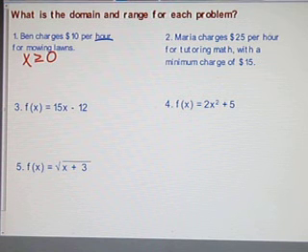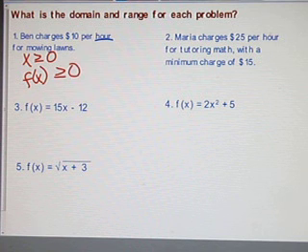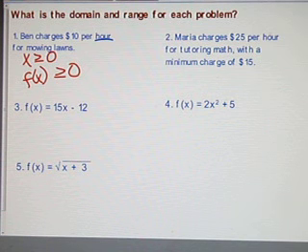hours he goes. Then for our answer, f of x, or I could have put y here. Again, the only restriction is that we're dealing with positive. You can't have negative money when you're mowing lawns for people. Maria charges $25 per hour for tutoring math, with a minimum charge of $15. Okay? Now Ben, if he worked a half hour on mowing a lawn, he'd get paid $5, say you have a really tiny lawn.